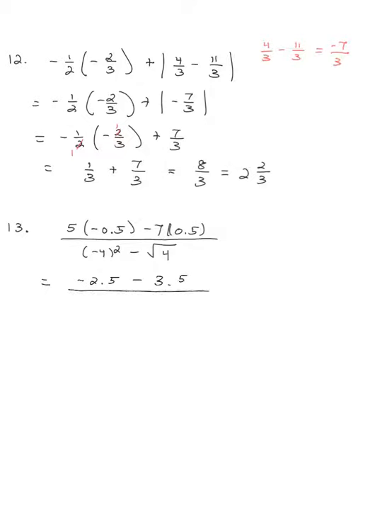In my denominator, I have my exponent of negative 4 squared, which is 16, minus, and there's nothing wrong with applying the square root here. The square root of 4 is 2.